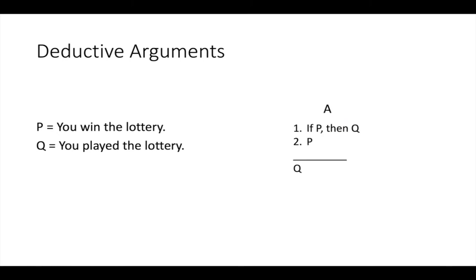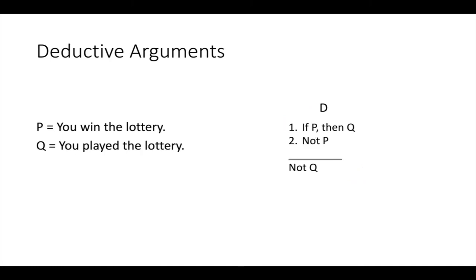Okay, how about argument structure A? The first premise: if you win the lottery, then you played the lottery, that is, if P then Q. Premise 2 is you win the lottery. Therefore, Q, you played the lottery. Well, yes, that all works out. It is valid, like I said.